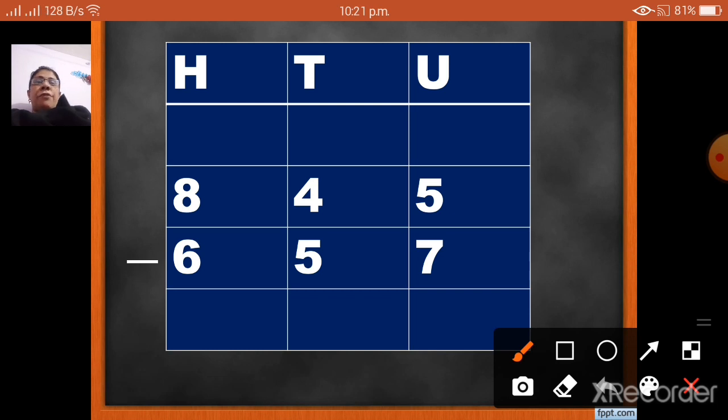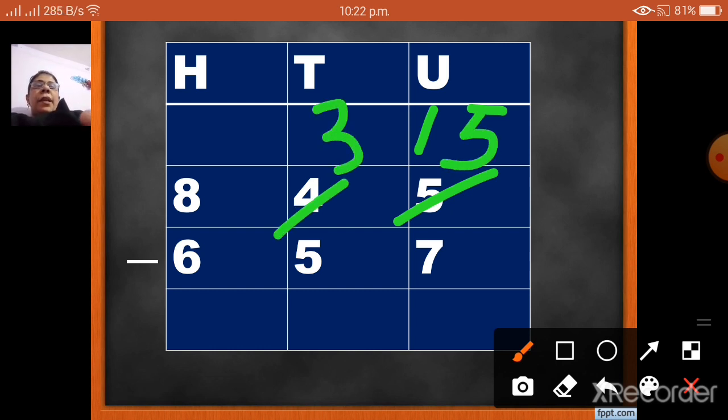Now 845 and 657. The numbers here are arranged according to the place value. So let us subtract 5 with 7. Now 5 is a smaller number, 7 is a bigger number. So I'll cut this 5. I will make it as 15. And I'll cut this 4 and I will make it as 3 because I borrowed 1 from 4 to make that 5 into 15. Now 15 minus 7 is, after 7, count 8, 9, 10, 11, 12, 13, 14, 15. So 15 minus 7 is 8.